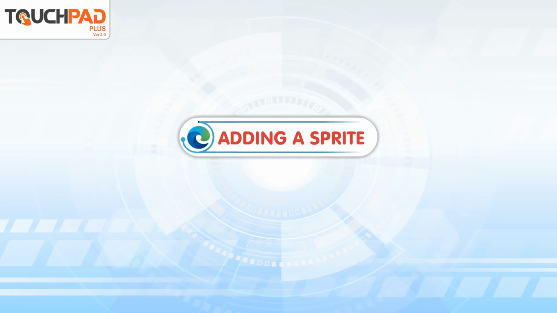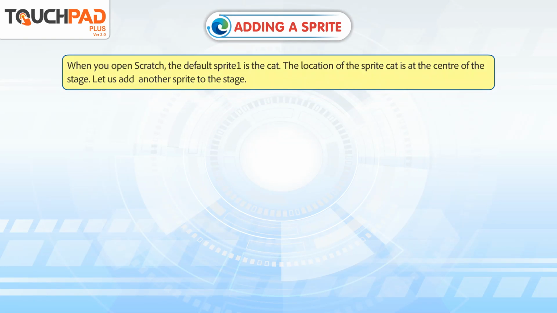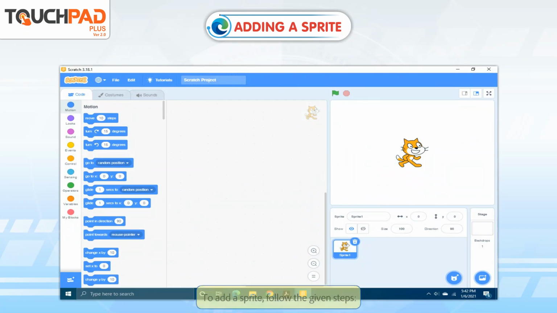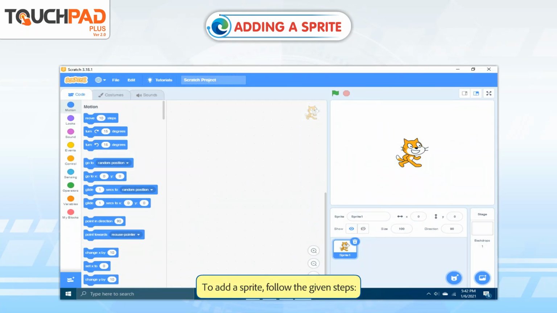Adding a sprite. When you open Scratch, the default sprite 1 is the cat. The location of the sprite cat is at the center of the stage. Let us add another sprite to the stage. To add a sprite, follow the given steps.